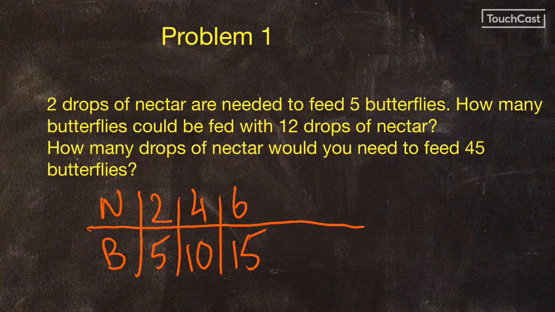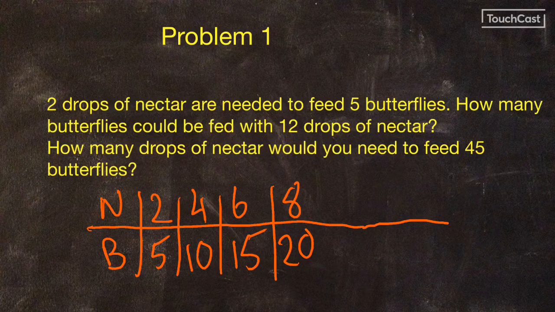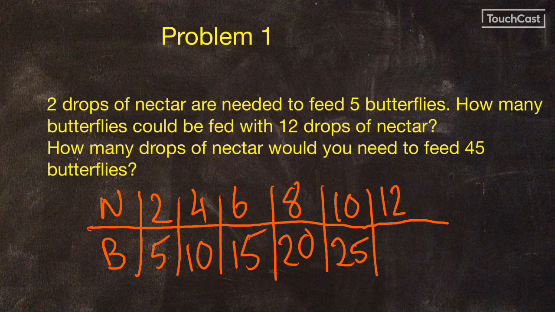Okay, you could have kept going, and you would have been able to see it was almost like 2.5 butterflies for each 1 drop. And you would have gotten to this point where you would have seen that 12 drops of nectar equals 30 butterflies fed.